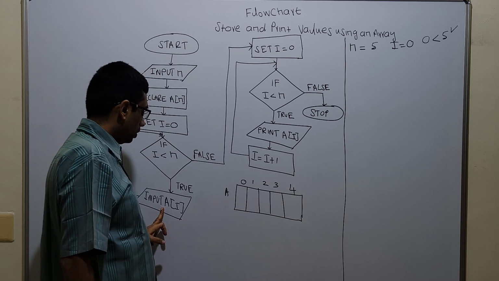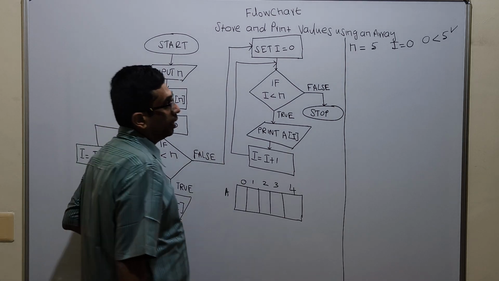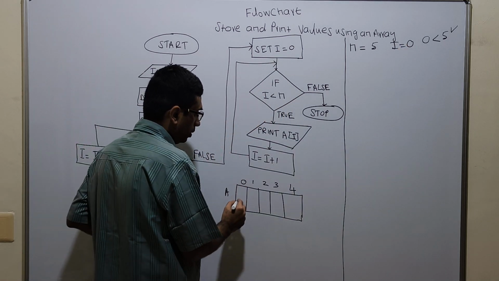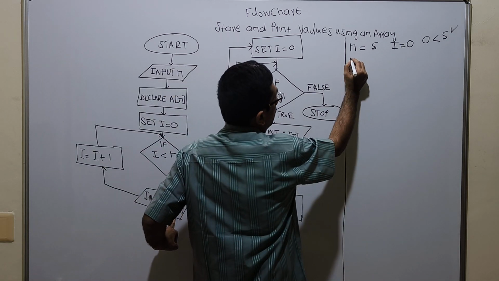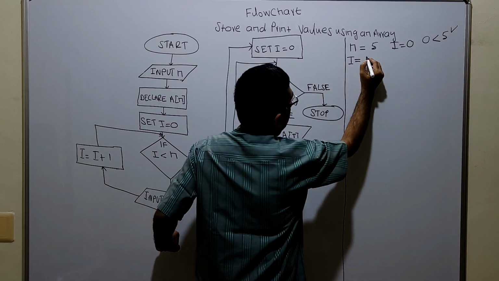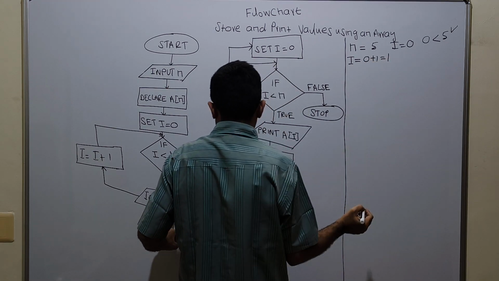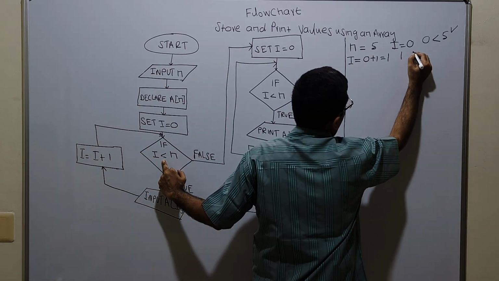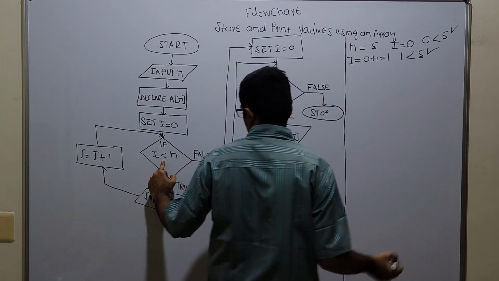Input a of I. So I am obtaining input for a of, what is I value? I value is 0. I am obtaining input for a of 0. So a of 0, I am storing a value 1. Now I am incrementing I by 1. I equal to 0 plus 1, which is equal to 1. Checking I less than n. 1 less than 5 is true.